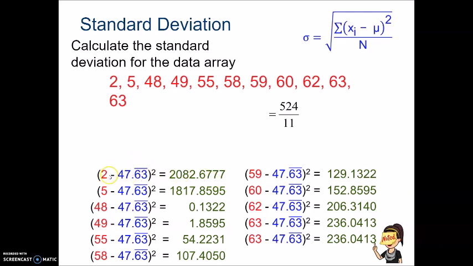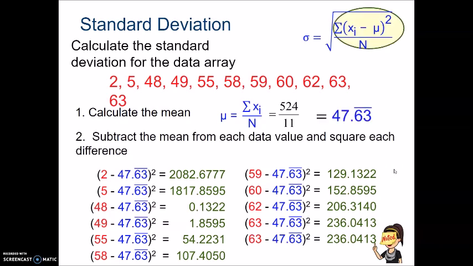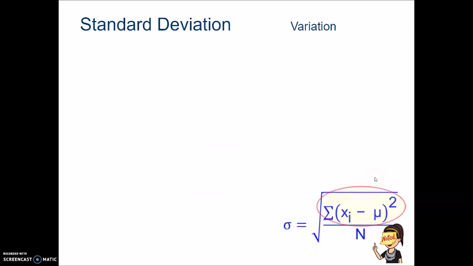But the reality is we are subtracting the mean from the value and squaring it to get our final value. Because obviously when we subtract this from 2, we're going to have a negative number. Once we square it, it becomes a positive number again. So don't freak out if you see negative numbers popping up for some of these lower values. Okay, so again, we calculated the mean, good to go. We subtracted the mean from each data value and squared each of the differences. Awesome.